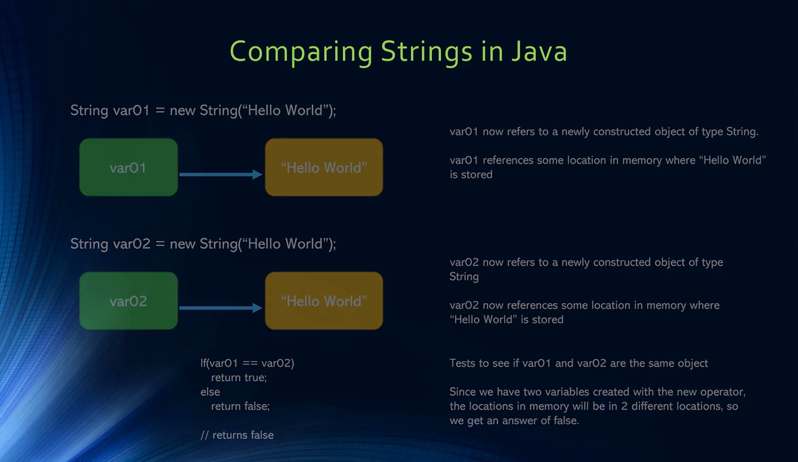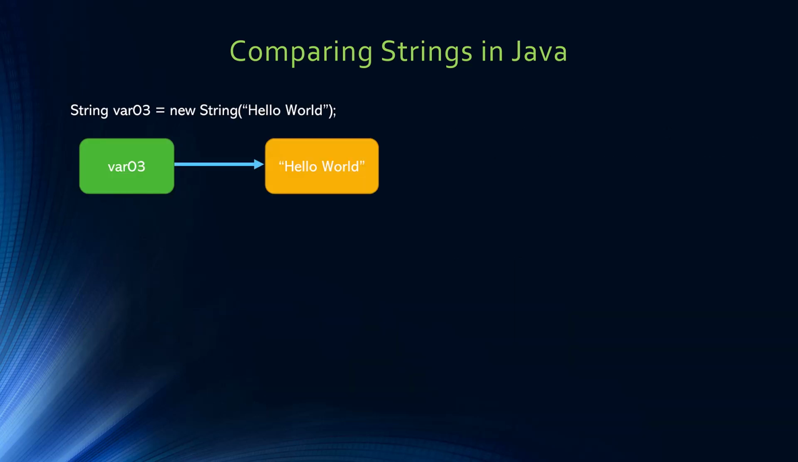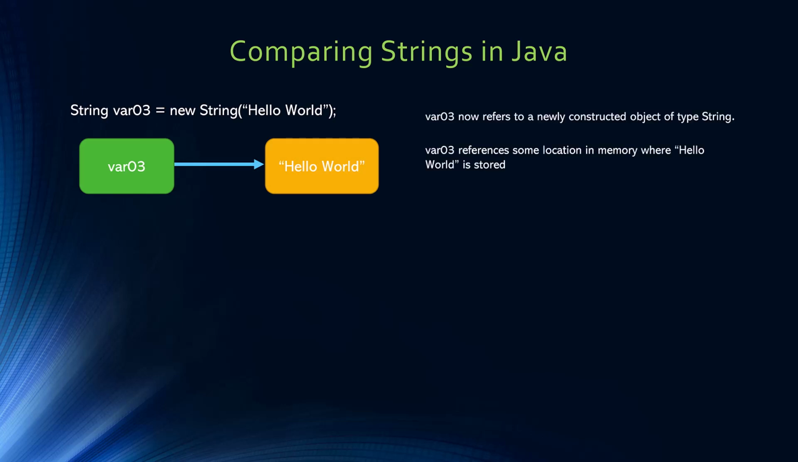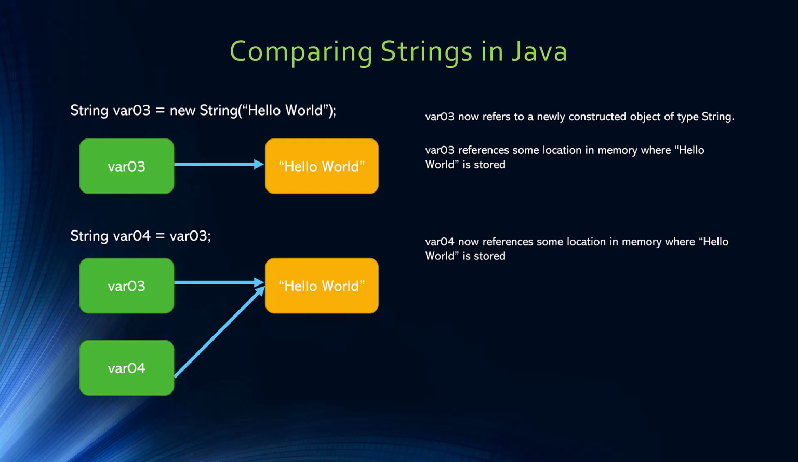In our next example, let's declare a variable, var03, and initialize it with the new operator once again, setting it equal to a Java string containing the message hello world. Next, we'll declare a variable, var04 of type string. However, this time we'll set it equal to var03. As you can see in our diagram, the green var04 reference now points to the same location where the hello world message is stored and that var03 references.